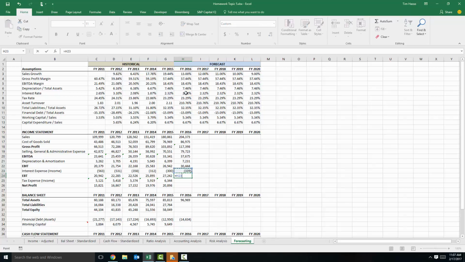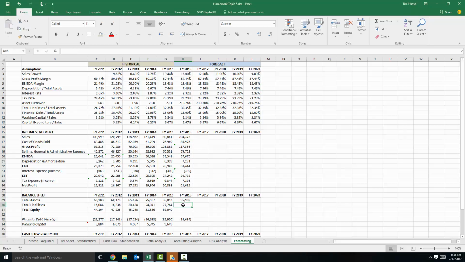Your EBT is equal to your EBIT minus your interest expense. Again, the interest expense is within brackets, which means it's interest income, and that is the reason why EBT is higher than EBIT. Now your tax expense is merely equal to your EBT multiplied by the current year's tax rate. We forecasted this as the last year's tax rate, which is 23.29%. And your net profit is going to be equal to your EBT minus your tax expense. And that's effectively it. Now we're going to be populating some of the missing fields.